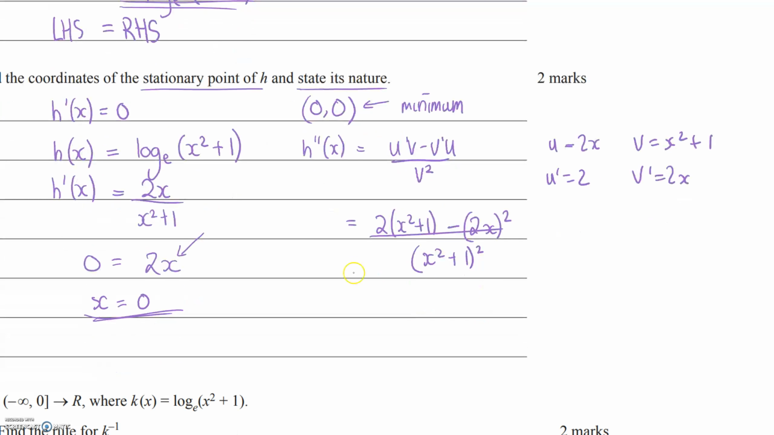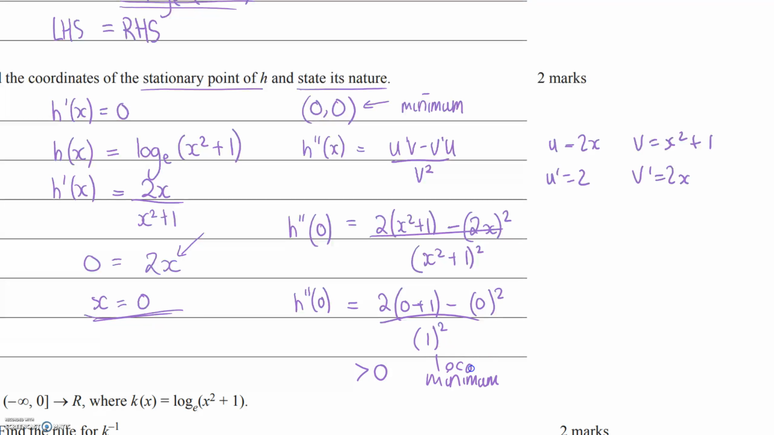Now if we substitute in our x value, if h double dash of 0 is greater than 0, this implies it's a minimum. And if it is less than 0, it implies it's a maximum. So we can see that when we substitute in 0 here, we're going to get two lots of (0 squared plus 1), take away two lots of 0 squared, all over 1 squared. So we can see that this is greater than 0, therefore it's a minimum. So it's a local minimum.